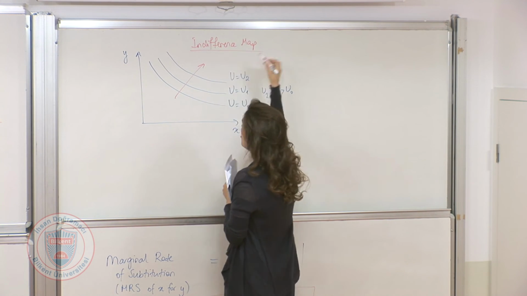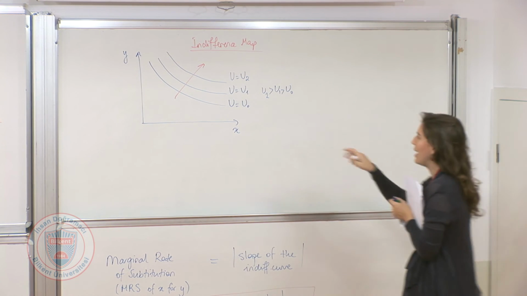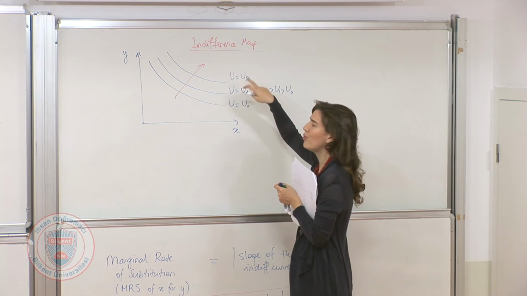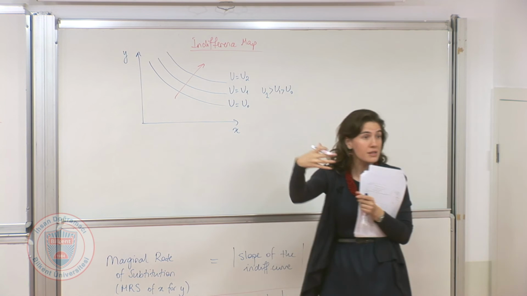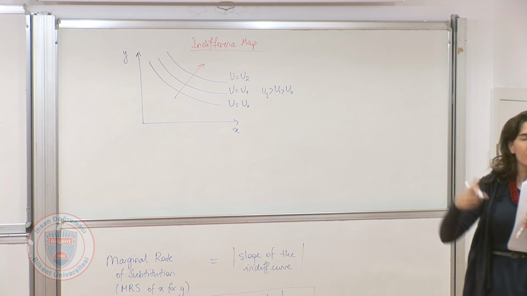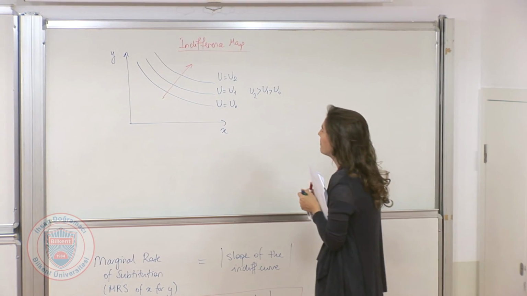Okay? So it shows all the level curves. So here, where the utility level is u0, u1, u2, right? This is not always the case, but if it happens, we know that more is better, right? So this is an indifference map, okay?